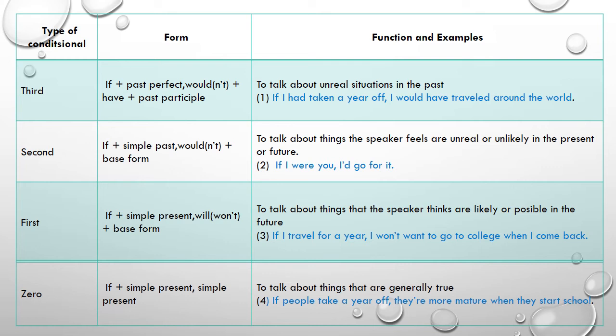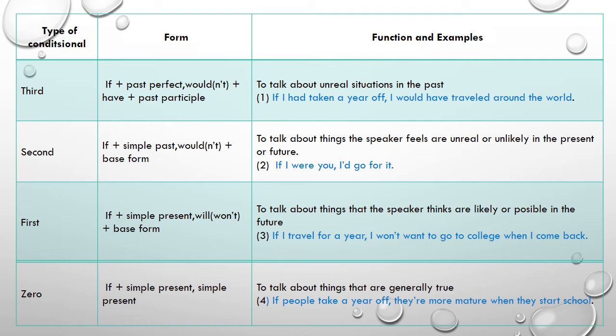Then we have the second conditional, which is if plus simple past, would or wouldn't plus the base form. We use this tense to talk about things the speaker feels are unreal or unlikely in the present or future. Example, if I were you, I would go for it.